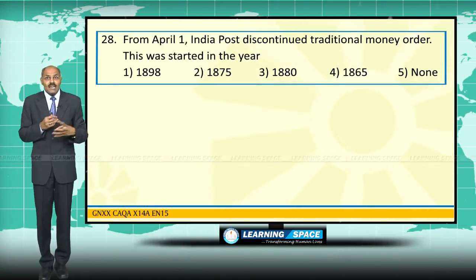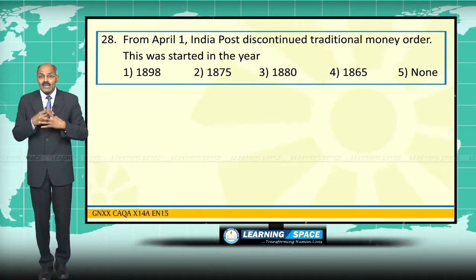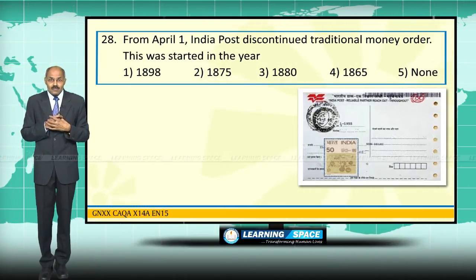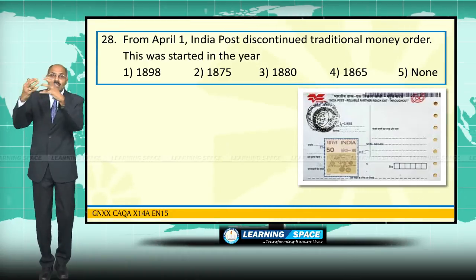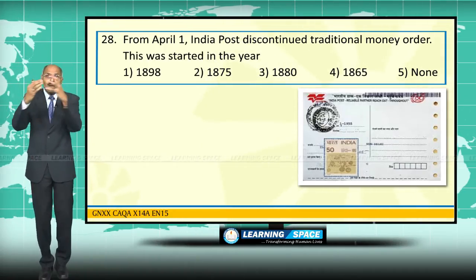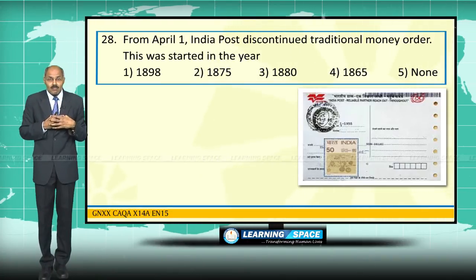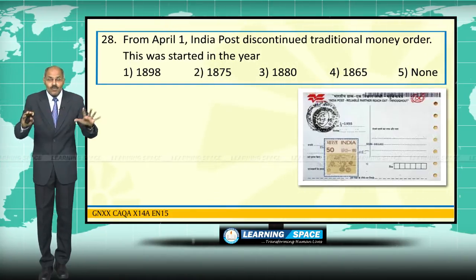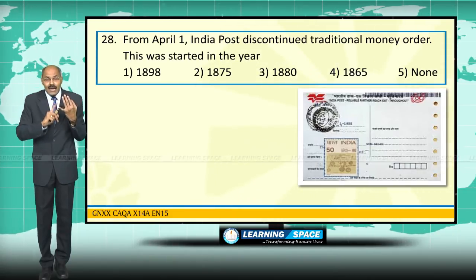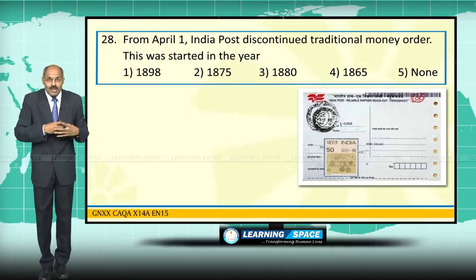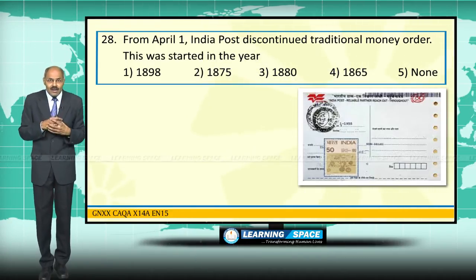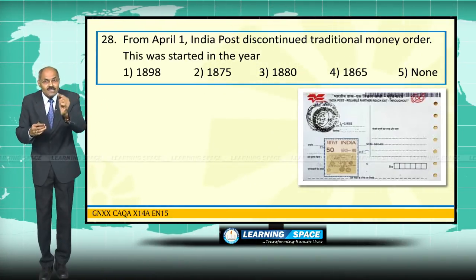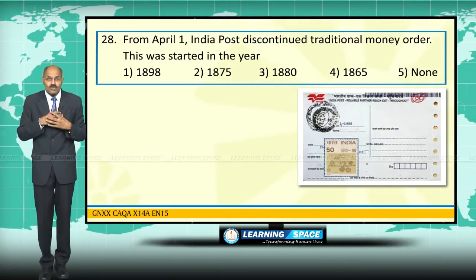Look into the next one. From April 1, India Post discontinued traditional money order. Money order, sending by filling up forms from one place to other place, by physically sending that form, became a history now. But instant money order and electronic money order still exist. There is no problem of sending money. Instant money order is there. Electronic money order is there. You can send money from one place to other place. But this traditional money order of filling up the form and sending the form physically from one place to other place was discontinued from April 1, 2015.